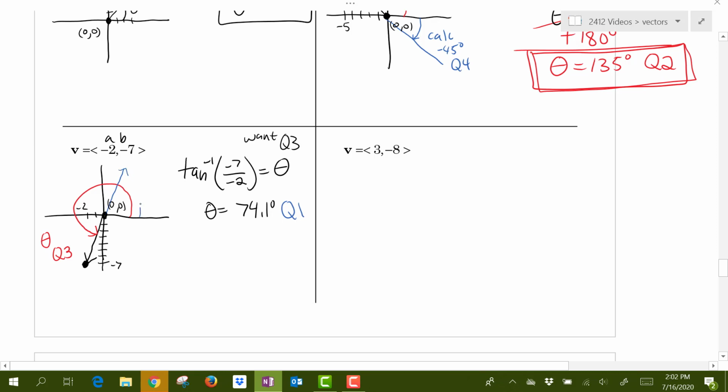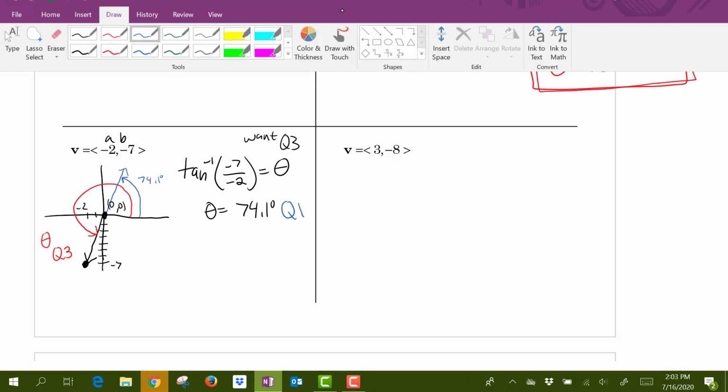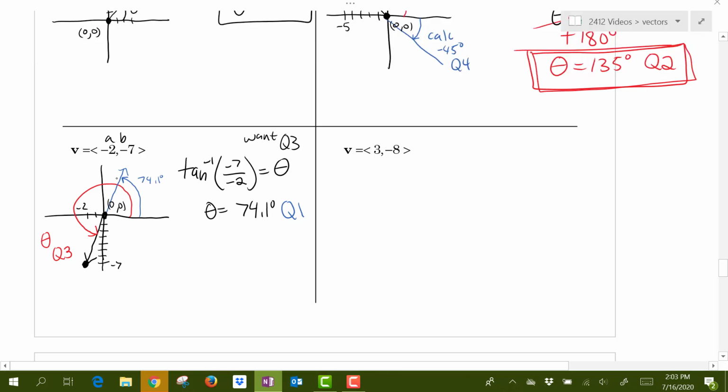So if I start at the positive x-axis and rotated 74.1 degrees, I would stop in quadrant 1. But my vector isn't stopping in quadrant 1, it goes all the way around to quadrant 3. So how do I fix that? Well, for tangent, there's a quick and easy fix. It's add 180 degrees to get to the quadrant that you want. So I'm going to add 180 degrees.